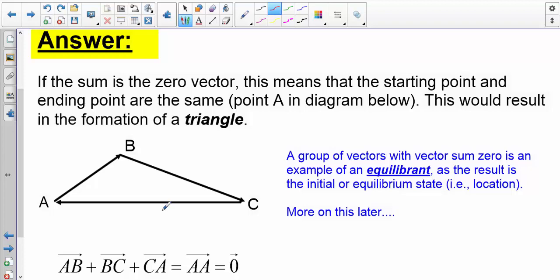And so a group of vectors, whether there's 3 of them or more, that when added together create the 0 vector, would be an example of what we call an equilibriant, basically, in that all of those vectors are kind of canceling each other out and neutralizing each other. So a triangle in this case, but any closed polygon would basically do that for multiple sides.